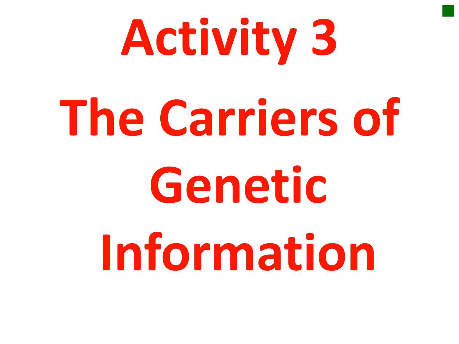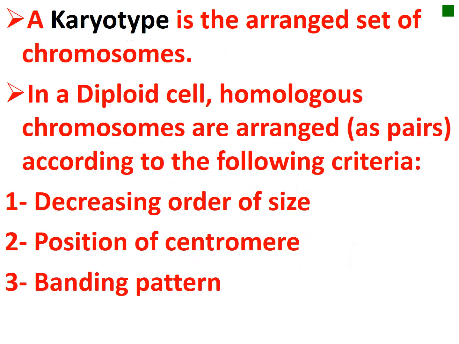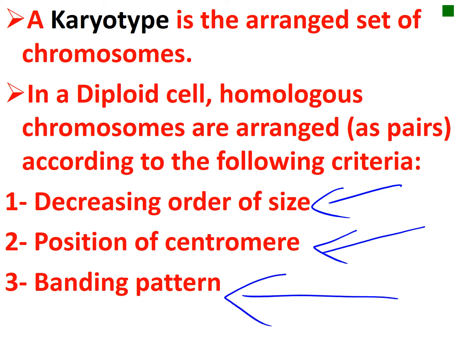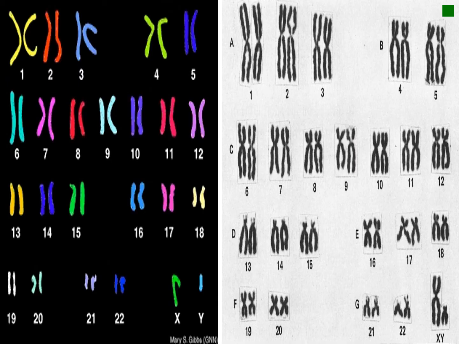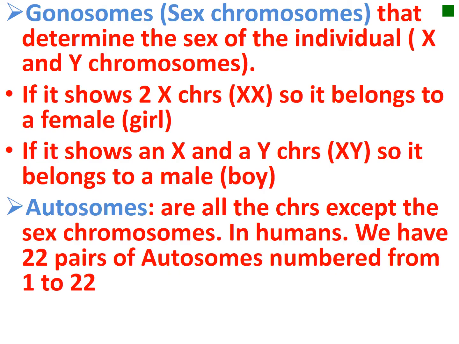Activity 3: carrier of genetic information. This is a karyotype. A karyotype is the arranged set of chromosomes. In diploid cells, homologous chromosomes are arranged according to the following criteria: decreasing order of size, position of the centromere, and the banding pattern. This is the karyotype shown in this figure.